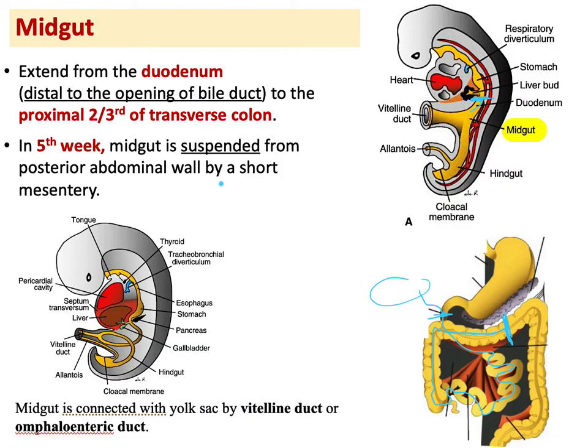Anyway, in the 5th week, the midgut, as you see here, is suspended to the posterior abdominal wall by a short mesentery. Then what you see here also is that the midgut is connected with the yolk sac by what we call the vitelline duct, or sometimes the omphalomesenteric duct. So this is the vitelline duct that connects the midgut to the yolk sac.